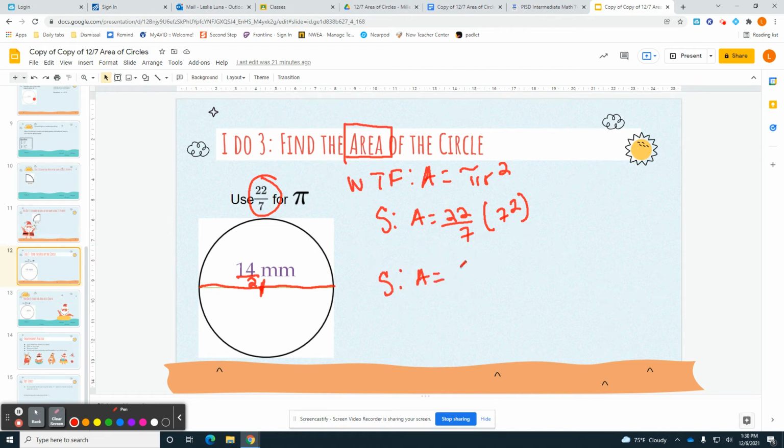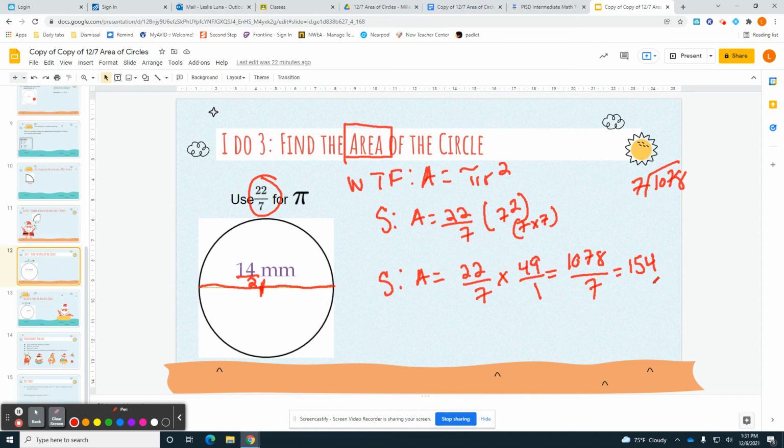So A equals 22/7. This was 7 times 7, just 49, times 49/1. So I can just multiply top with top, bottom with bottom. And if I did 22 times 49, that would give me 1,078. And then 7 times 1 would be 7, of course. Then I would have to take that and do top in, bottom out, which would give me 154.